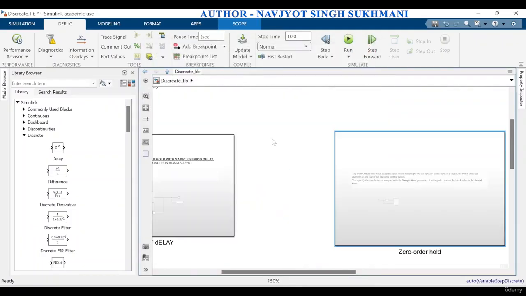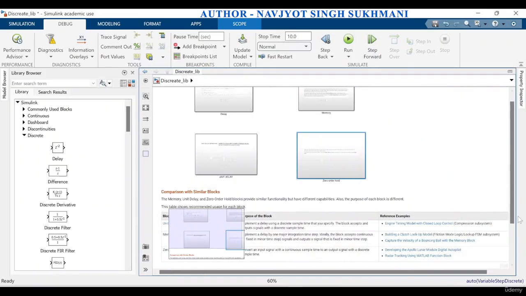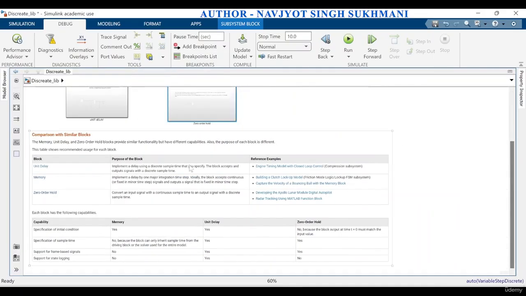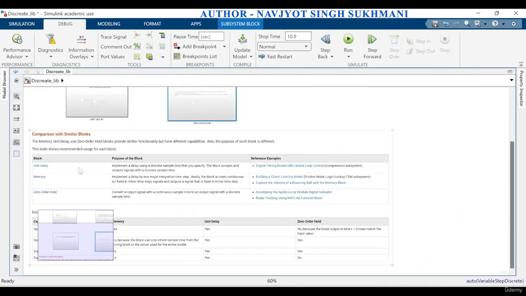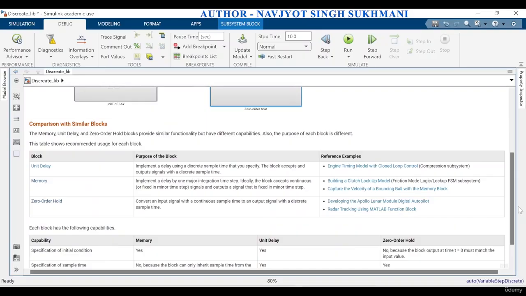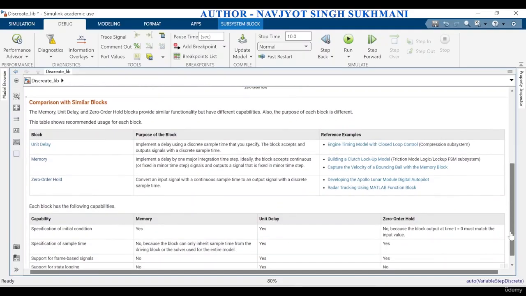So these two blocks we studied, but one more important thing we want to discuss is the comparison with similar blocks. What are the similar blocks? The memory, unit delay, and zero order hold blocks provide similar functionality but have different capabilities. Also, the purpose of each block is different.